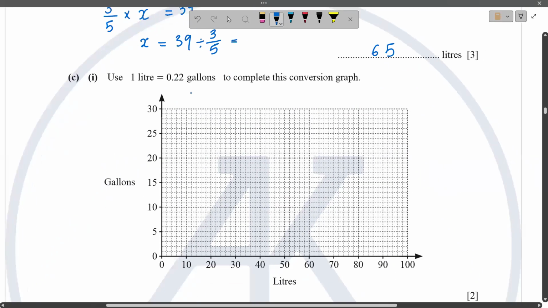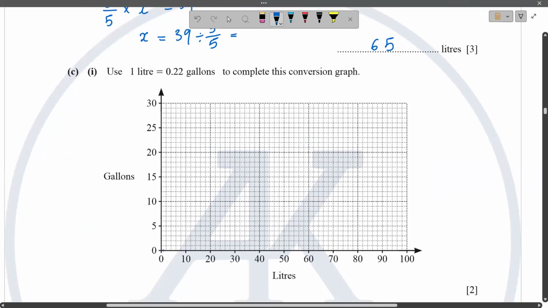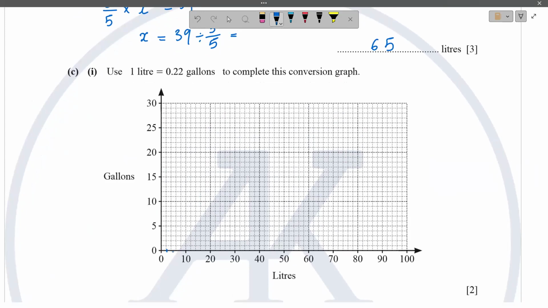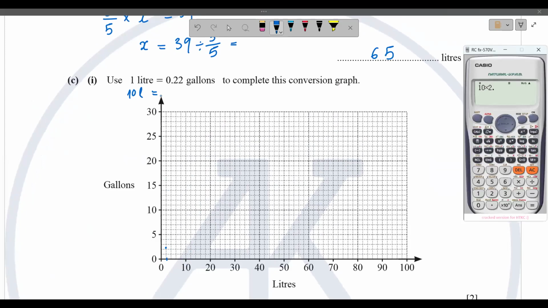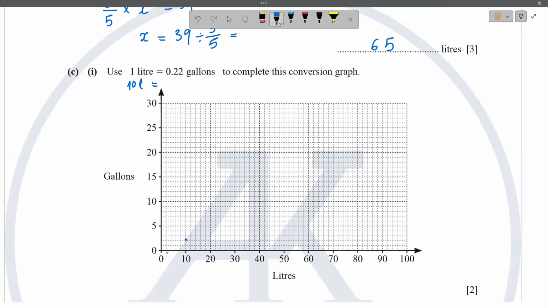1 liter equals 0.22 gallons to complete the conversion graph. So 1 liter is here, at 0.22. If we need to get 10 liters, for example, 10 multiplied by 0.22 is 2.2. So with the 10, we can go to 2.2. This one is 2.2, okay?